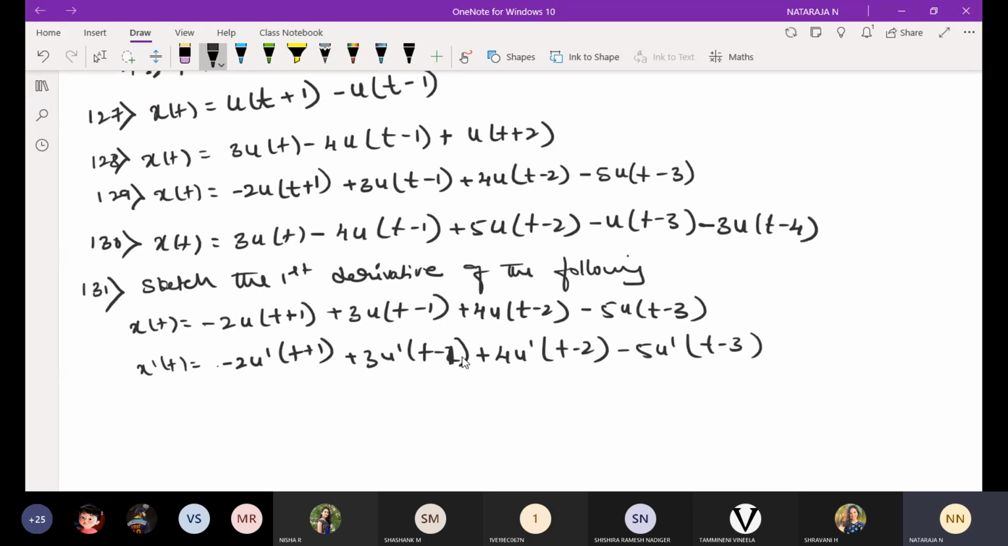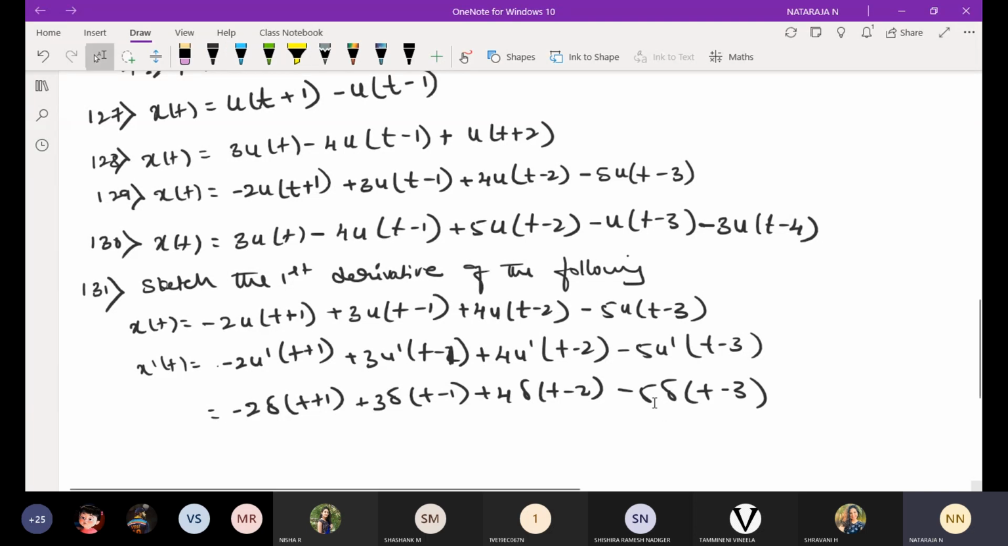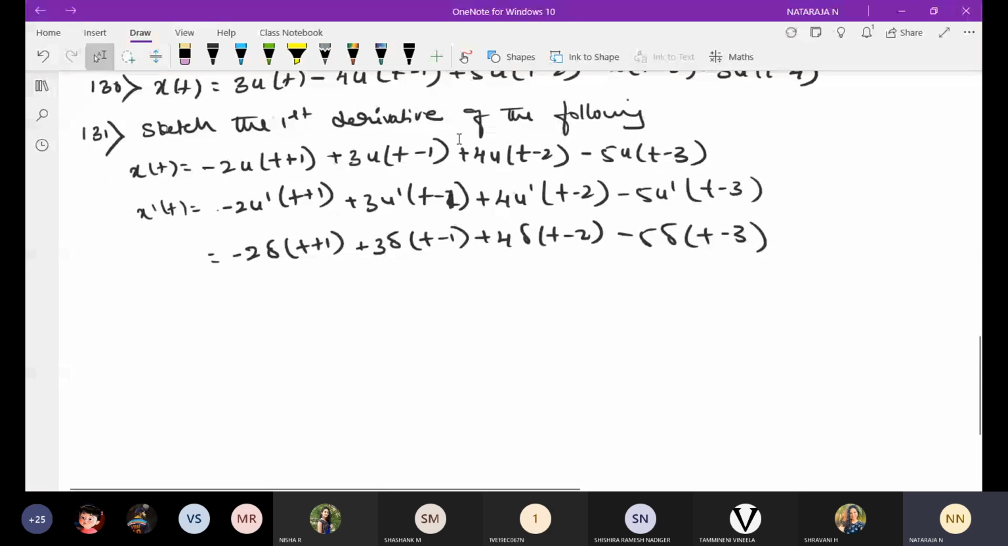differentiate this. If I differentiate u of t, you will get delta of t. That is minus 2 delta of t plus 1. Just u is replaced by delta, first derivative, plus 3 delta of t minus 1 plus 4 delta of t minus 2 minus 5 delta of t minus 3. Three or four years back, they asked a problem like this: sketch the first derivative of the following. If they give u of t, you will get delta of t. If they give delta of t, you will get r of t. Like that. If they give r of t, you will get u of t.